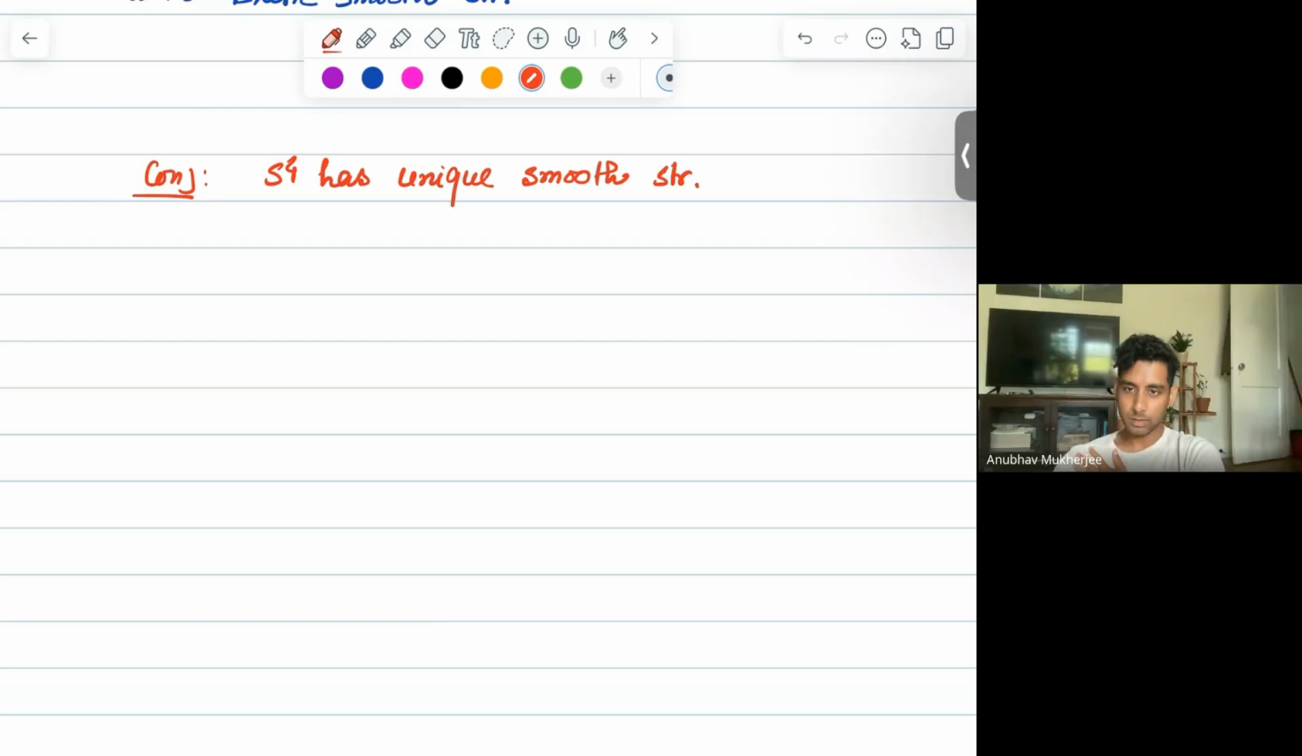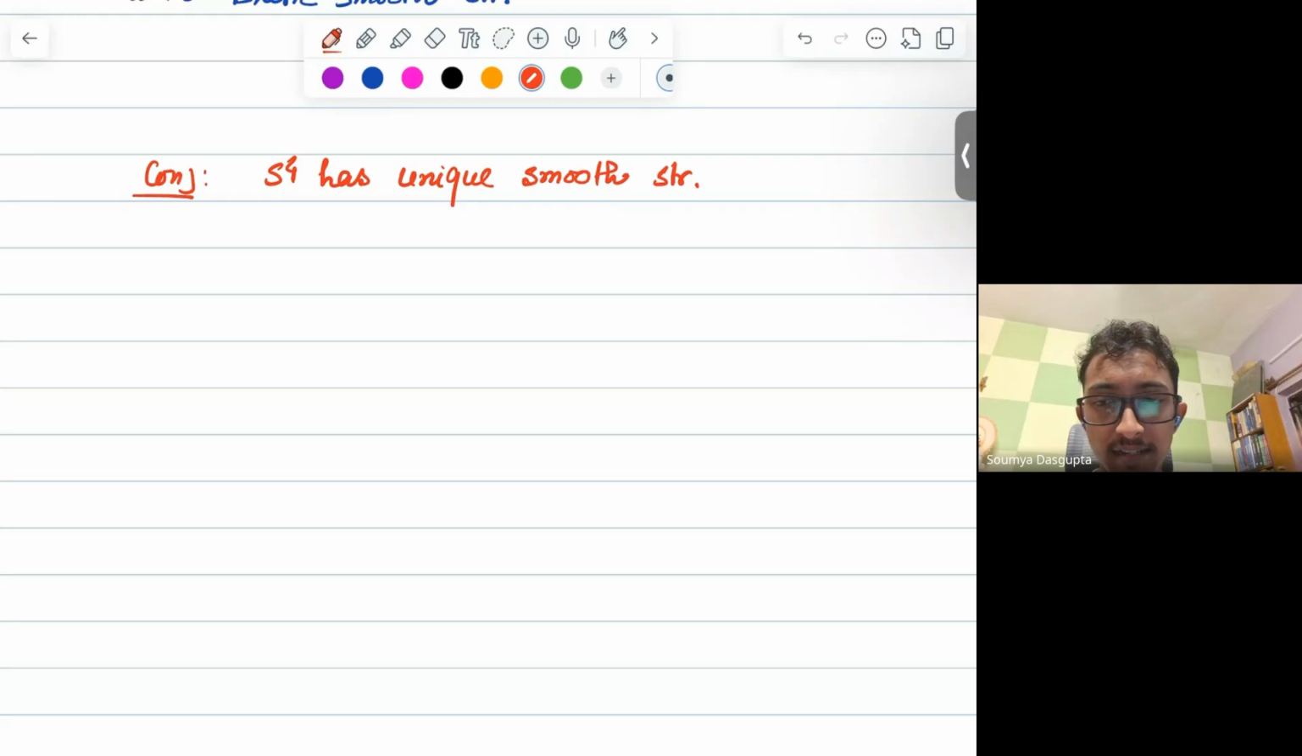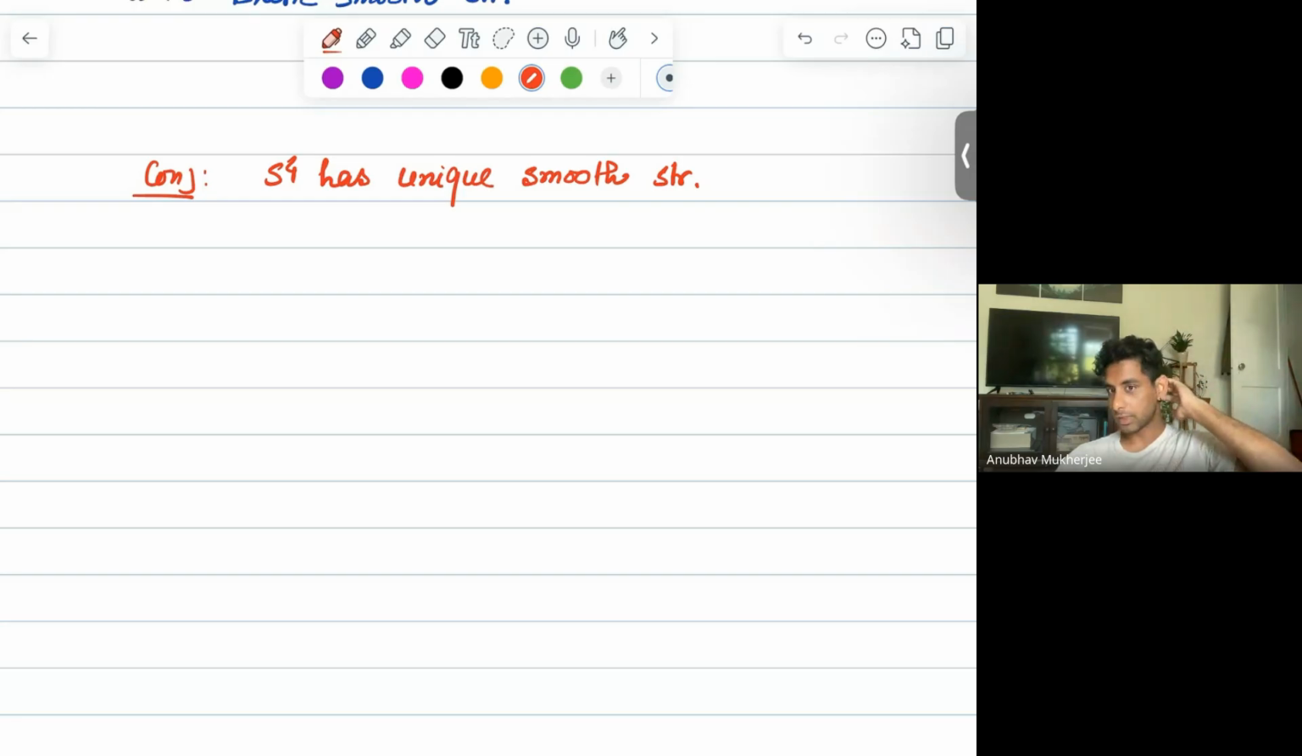Sorry, do you mean, sorry, what? Could you ask the question? Sorry, I can't see the chat. Yes, somebody in the chat has asked whether you mean that smooth structure means some kind of derivative. No. Smooth structure doesn't mean derivatives.